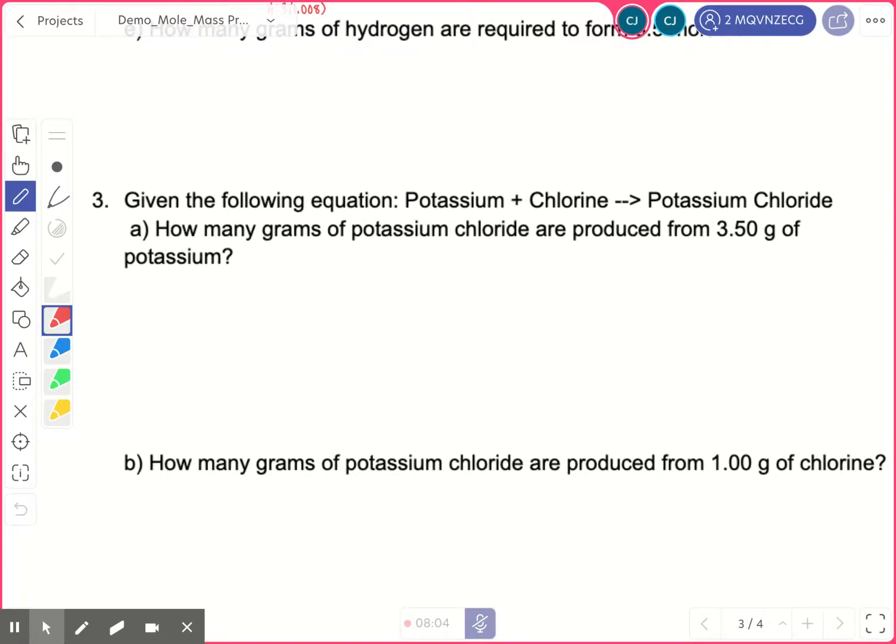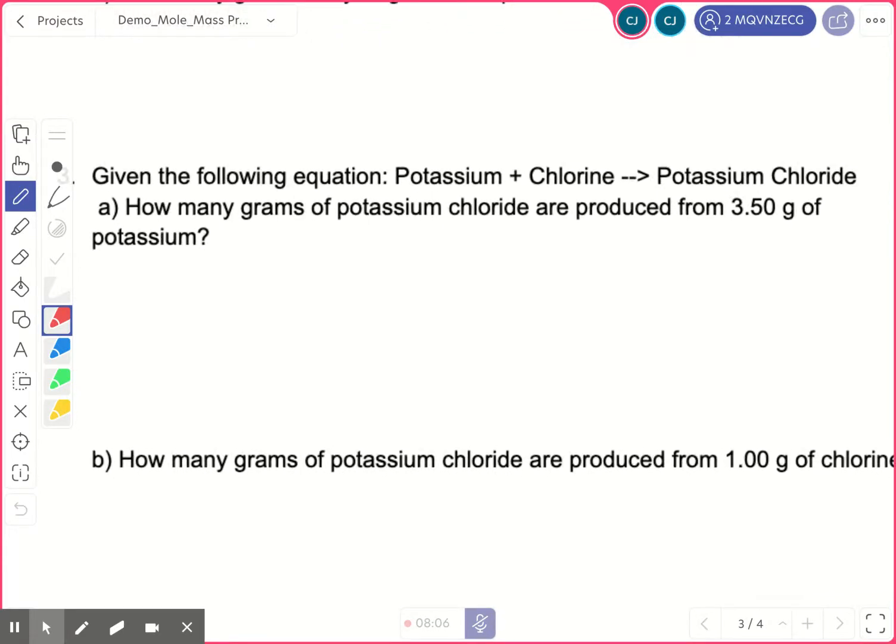Let's do A from number 3. So given the following equation, we have potassium plus chlorine yields potassium chloride. All right, so first we need to build this equation, right? So I have potassium, which is what? Good. Is he one of our diatomic elements, or can he just ride alone?